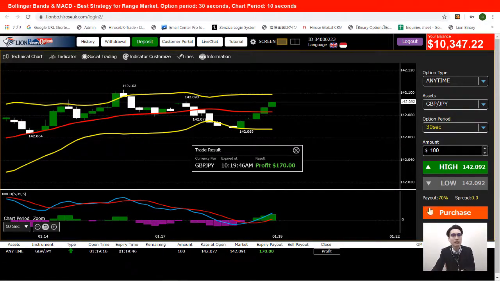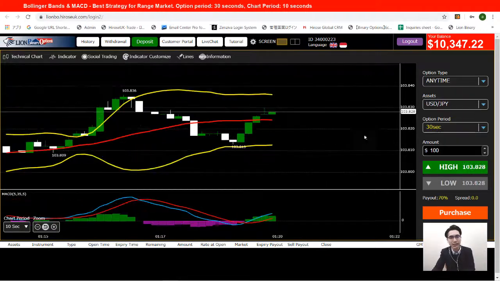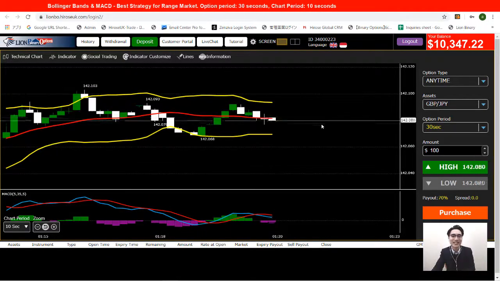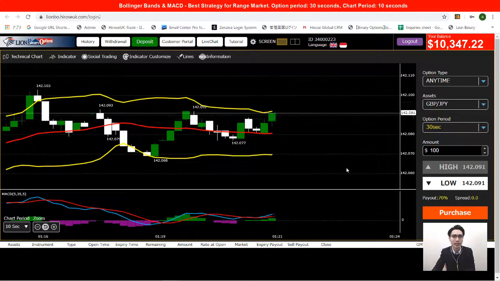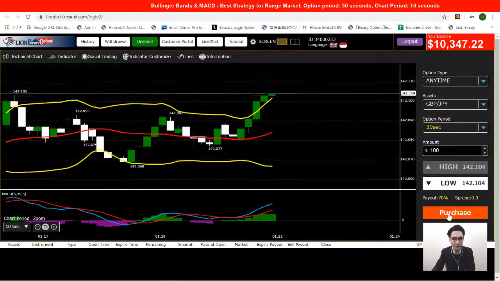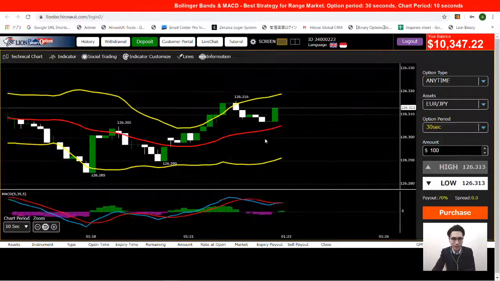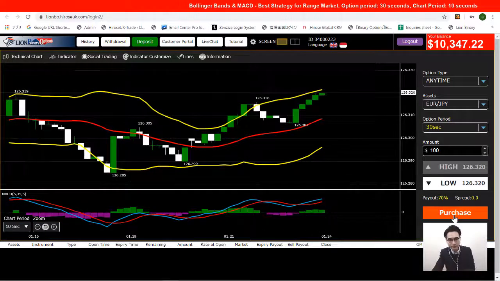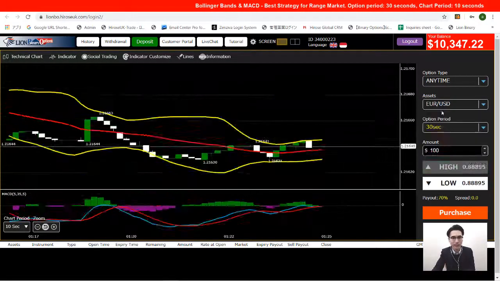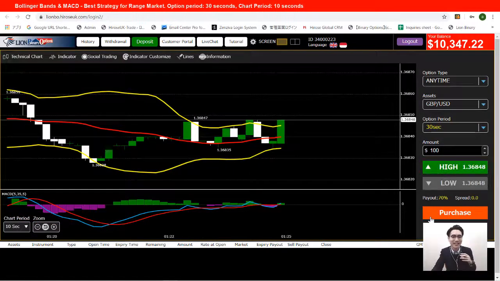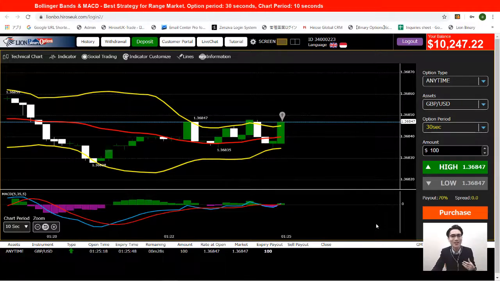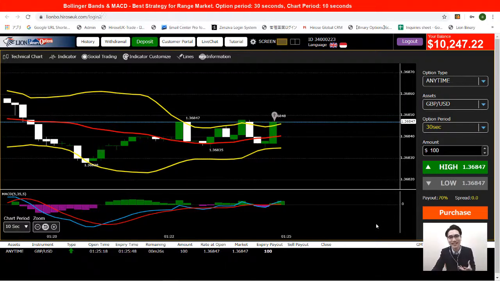Okay, now the trade is ending in profit again. I will take a look at another one, and hopefully I can place one more trade. Just change the currency pair a bit. Okay, there we go. It's a really narrow channel here, so I placed a high.